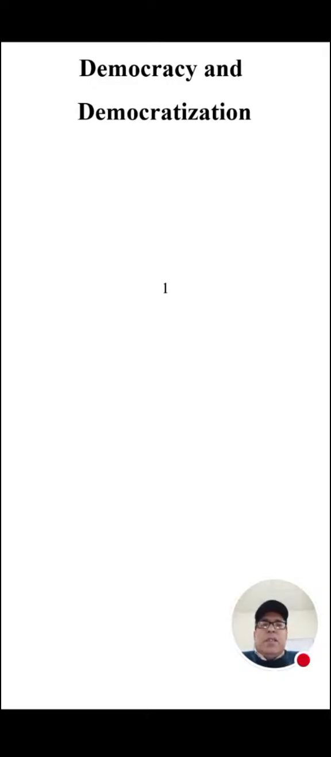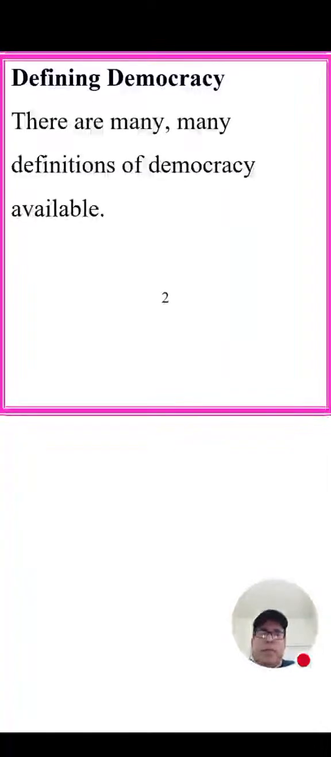Today we discuss democracy and democratization. So, first of all, some words about the definition of democracy. There are many definitions of democracy available in books.